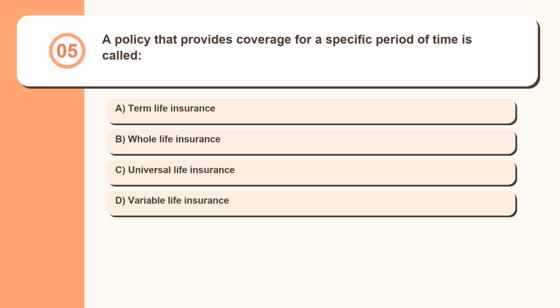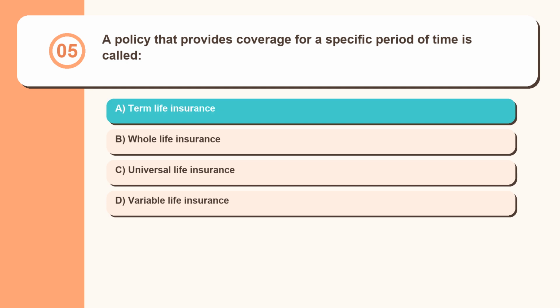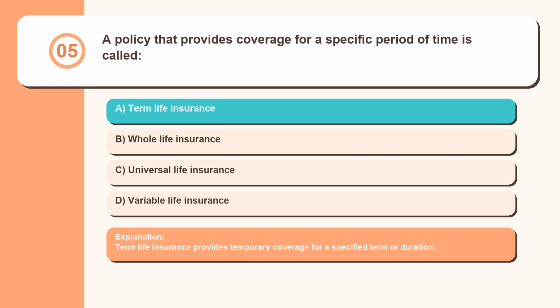Question 5. A policy that provides coverage for a specific period of time is called term life insurance, whole life insurance, universal life insurance, variable life insurance. Term life insurance provides temporary coverage for a specified term or duration.